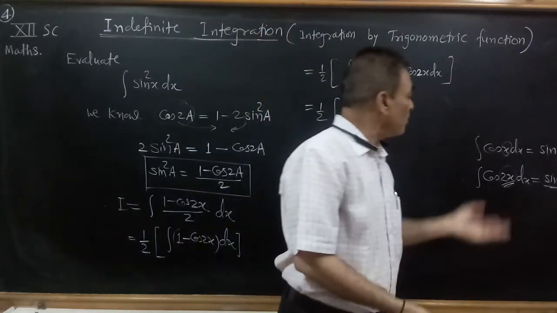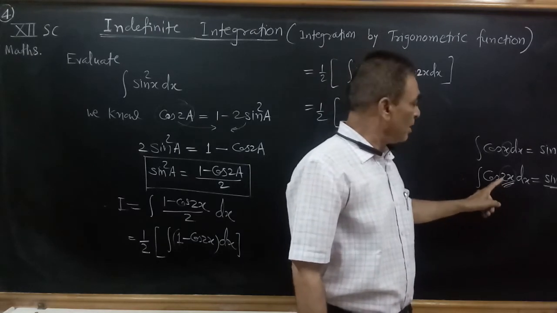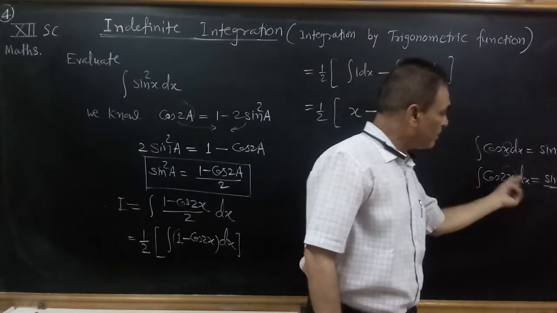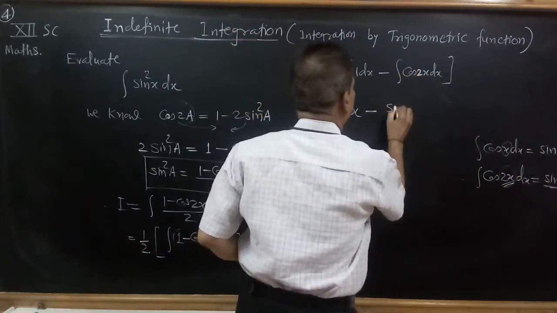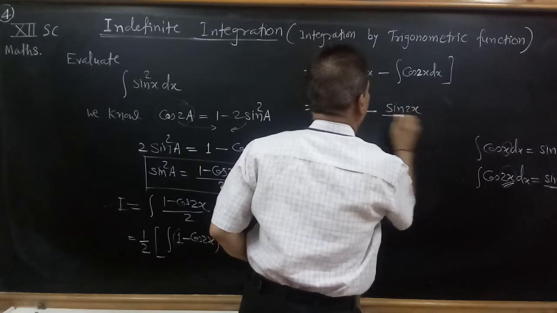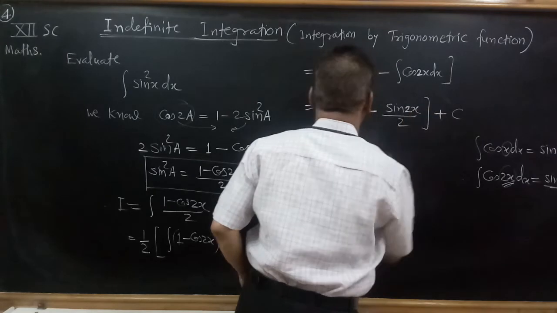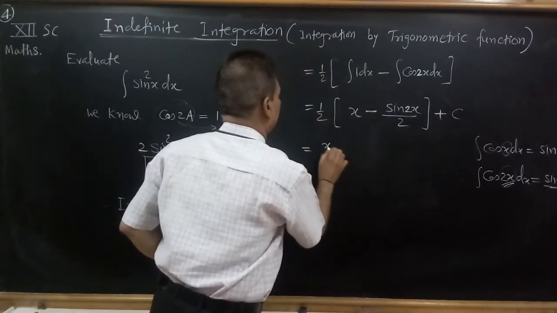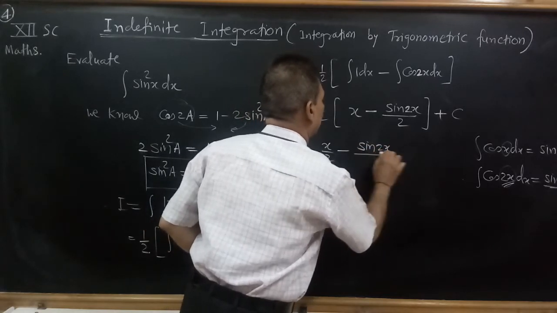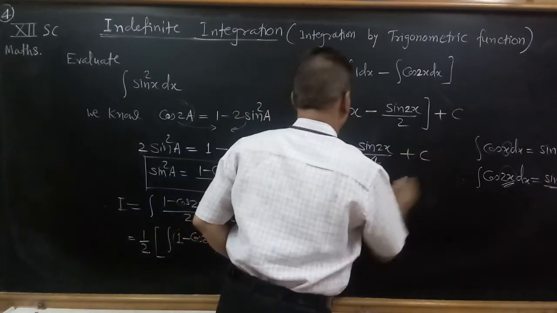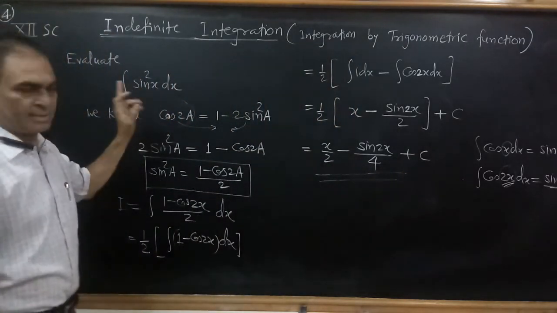In differentiation we multiply by the derivative of the composite function, the chain rule, but in integration we take the derivative and divide. Similarly here, sin 2x divided by 2 plus some constant of integration c. Then open this bracket, and you will get x by 2 minus sin 2x divided by 4 plus c as the final answer of integration of sin square x.